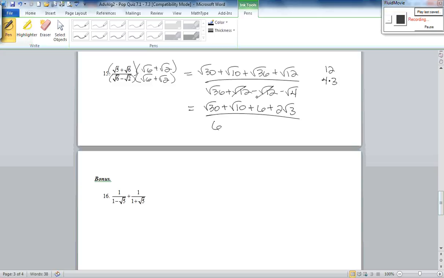Positive radical 12 and negative radical 12 cancel out. We knew that because these were conjugates, and in conjugates, when you FOIL, the O and the I always cancel, and then minus the square root of 4 would just be minus 2. So the last simplification, all we would do, radical 30 plus radical 10 plus 6 plus 2 radical 3 would all be over 4, and that would be fine. You could just leave it in that form. You can't simplify the numerator, so we'll just stick with that, and that's how you answer question 15.